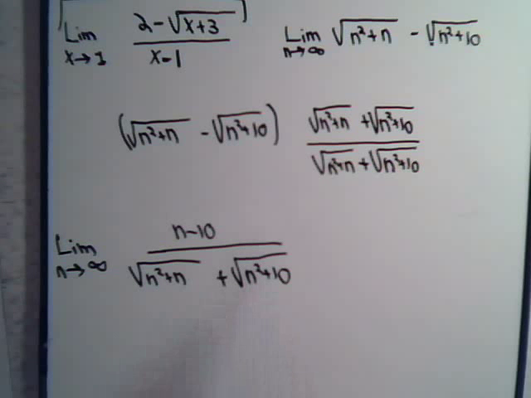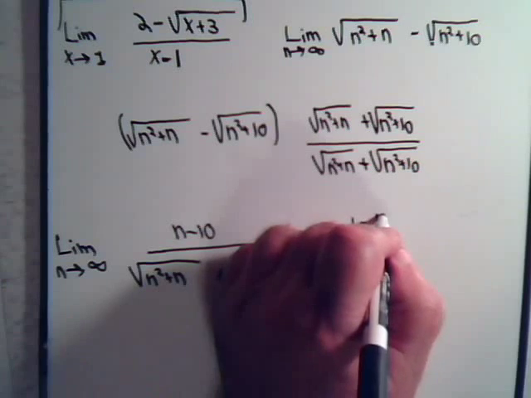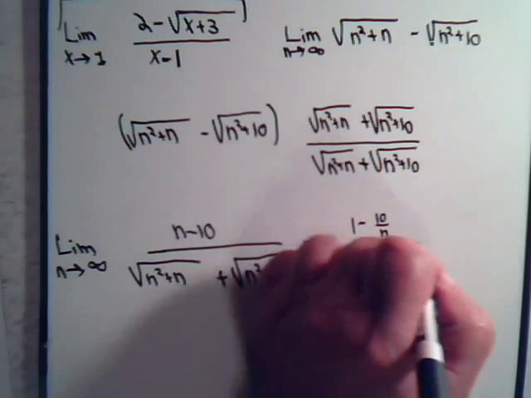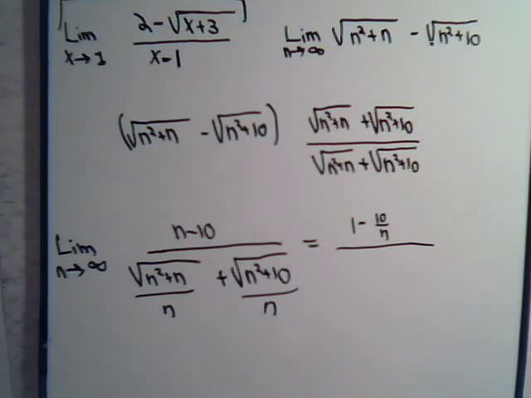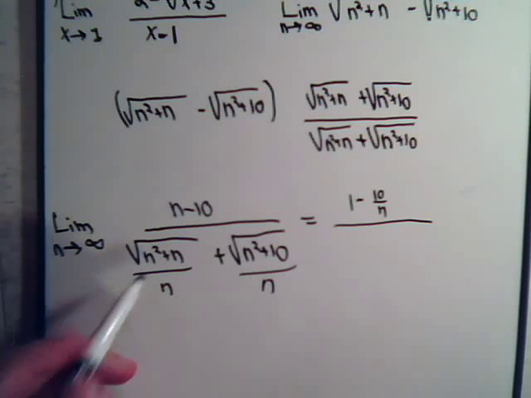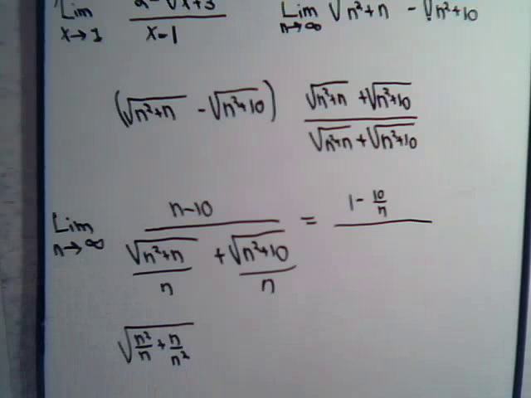We have an n squared, but we're taking square roots of that. So what happens then if we divide the numerator by n and we divide the denominator by n? N divided by n is 1, minus 10 divided by n. And down here we have this divided by n, and that is divided by n. And we can take the n inside of the square root sign, where the square root of n squared over n plus n over n squared. It should be n squared right here.